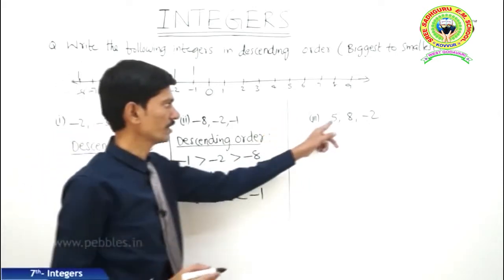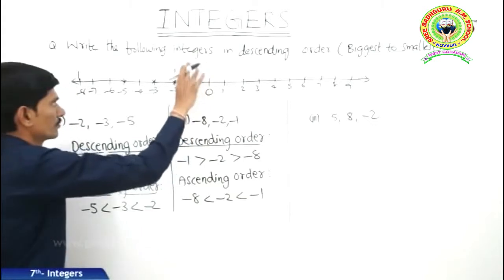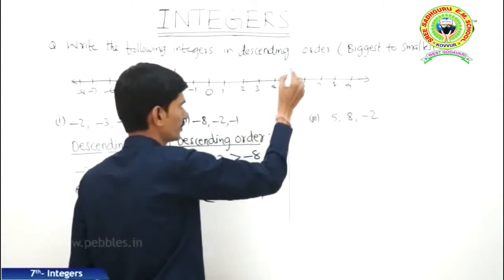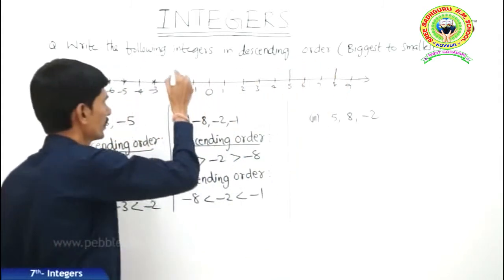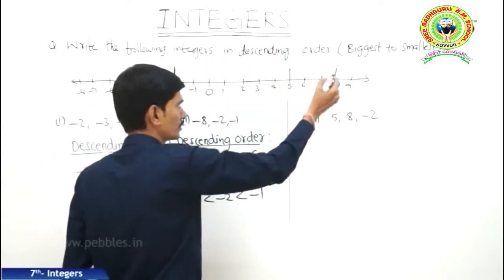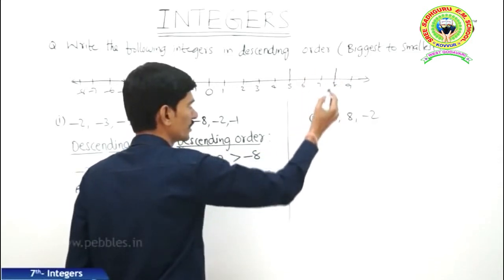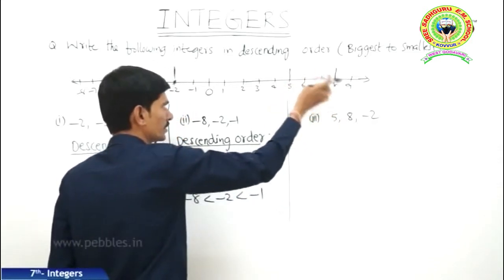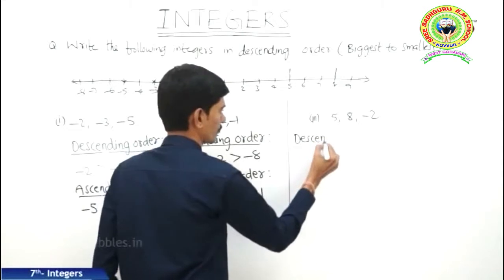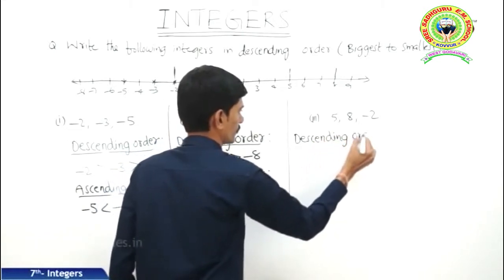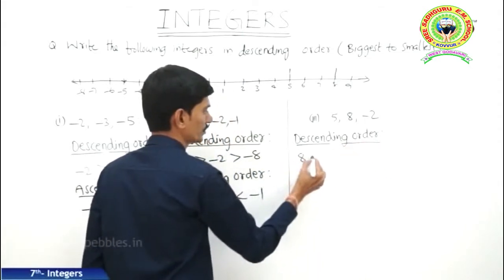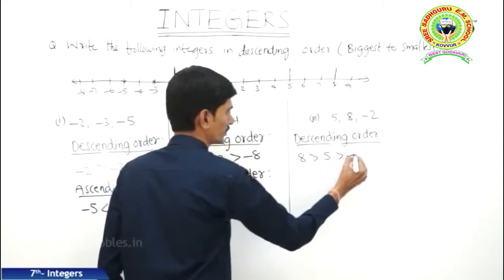The next third question: 5, 8, -2. So let us mark these integers on the number line: 5, 8 and -2. Among these three integers, which is on the extreme right? That is 8. So here 8 is the biggest one, then 5. So 8 is greater than 5 and 5 is greater than -2.